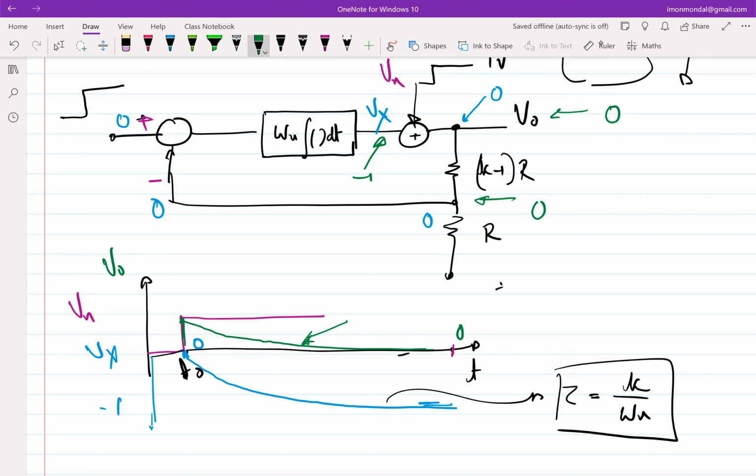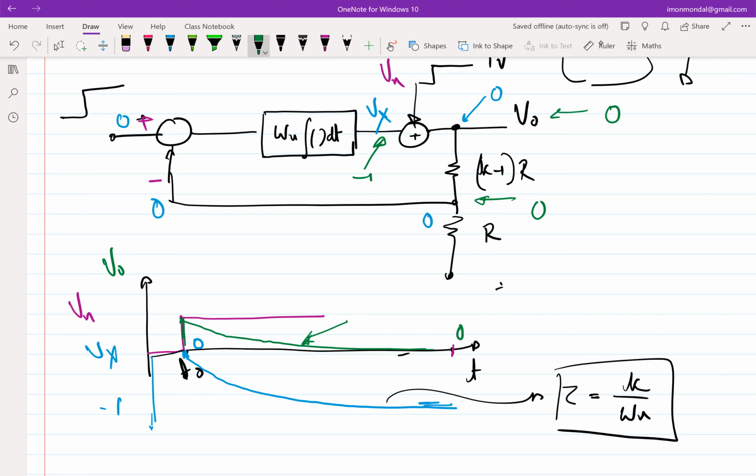This should make sense to you, because the whole purpose of putting in negative feedback is to stabilize any excursions or any non-idealities in your circuit, right? So that's the whole reason we have put in negative feedback.